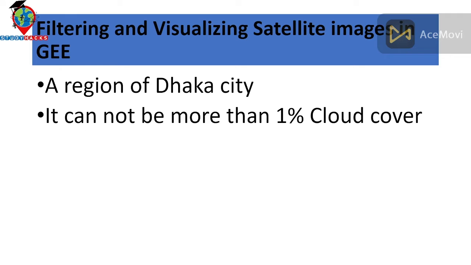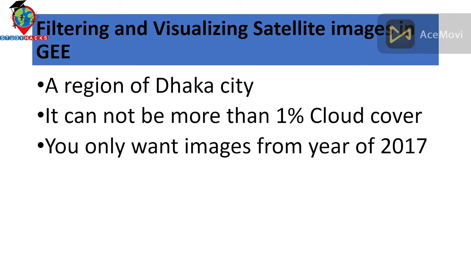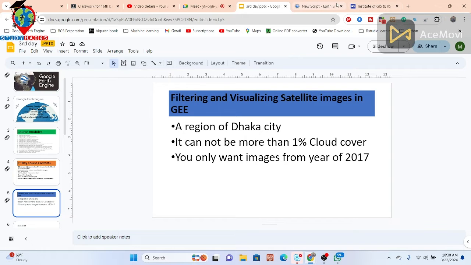Suppose I need only images with not more than 1% cloud cover, and we also filter the images for a specific time period. It can be the rainy season, or the summer season, or any time period. Okay, so let's go. This time I talk about the Sentinel-2 satellite imagery.